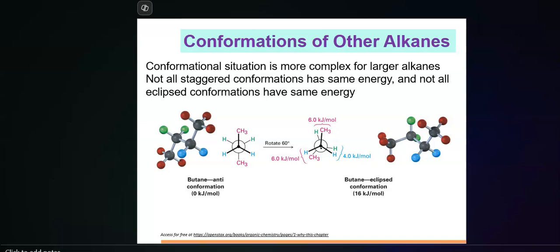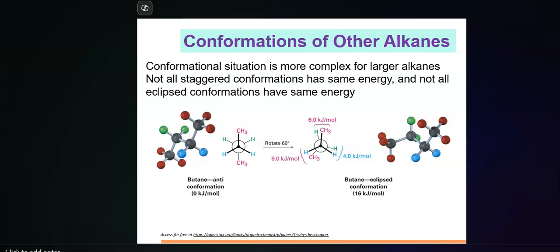As you rotate the C2, C3, you get an eclipsed conformation, where there will be interactions between the CH3 and H. So the difference in energy between the eclipsed and the staggered is different from what we saw between propane and ethane, because now here there are two CH3-hydrogen interactions, so the energy is about 16 kilojoules in this case.